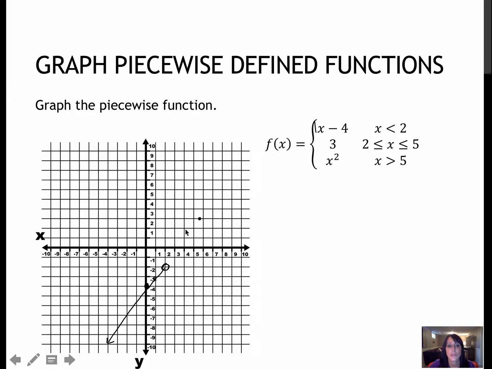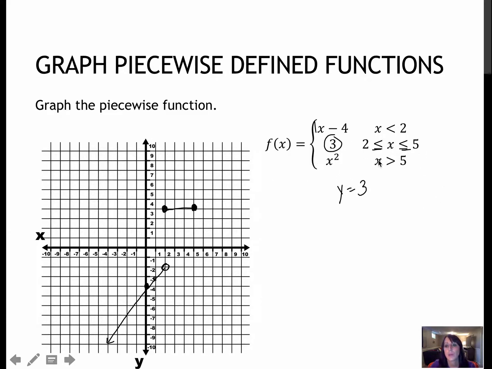Now from 2 to 5, the function is 3, so it's y equals 3, basically. So y equals 3 would be here, and then I'm going to go from 2 to 5. So from 2 to 5 on the x-axis, I've got a value of 3. Notice both of these are filled in circles because of the or equal to.